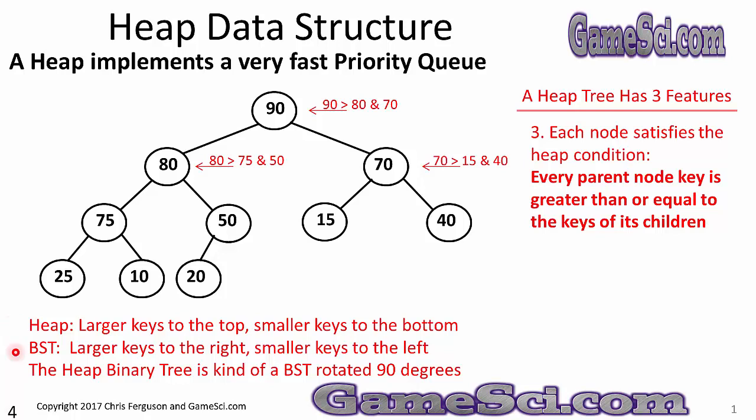A BST moves larger keys to the right and smaller keys to the left. The heap binary tree is kind of a BST rotated 90 degrees. See this 90? In a BST, it would be sitting over here. If you rotate 90 degrees, it comes to the top.